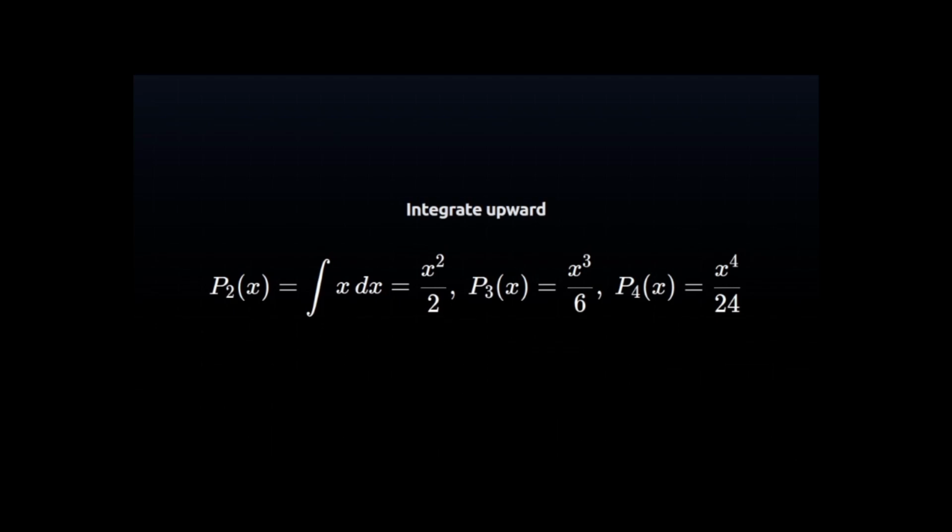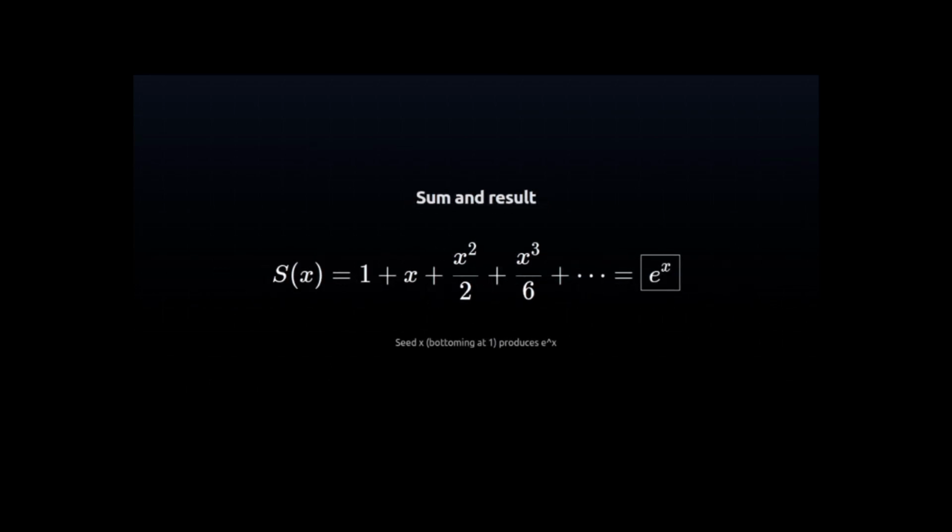Step 3, add the terms. S of x equals 1 plus x plus x squared over 2 plus x cubed over 6 plus x to the fourth over 24, and so on. Step 4, the result. S of x equals e to the x. Verification, the seed x, which bottoms out at 1, generates e to the x.